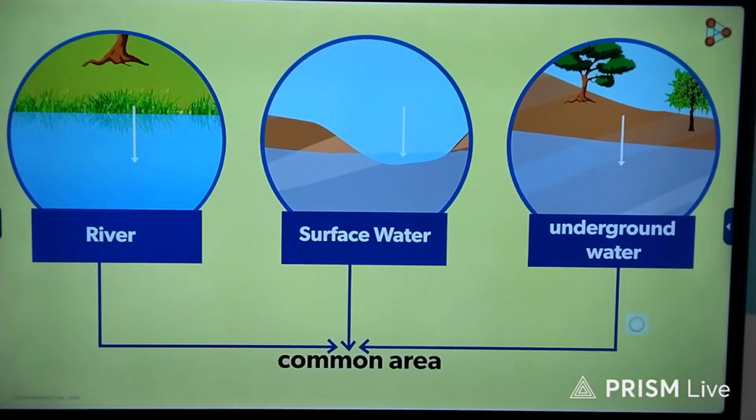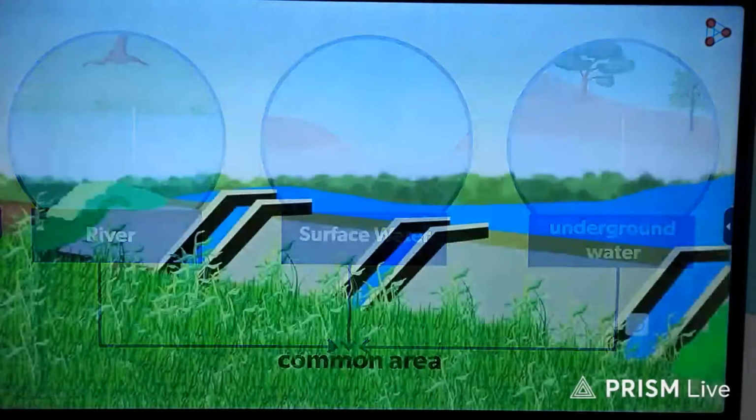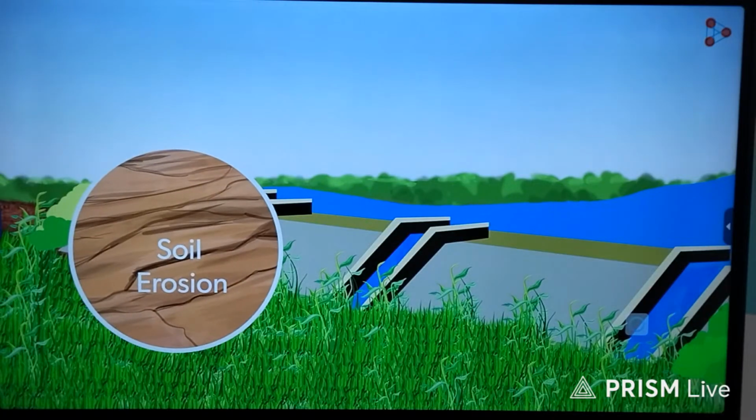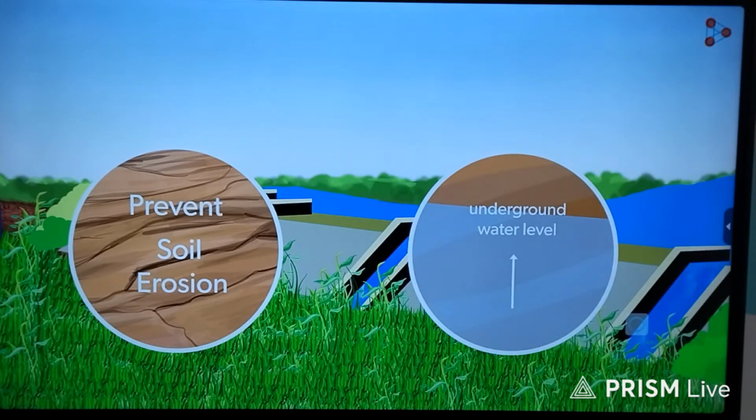How can we help create a watershed? For a start, we could build small check dams. This will enable the water that flows on the surface to seep into the ground. Which other purpose will the dams serve? Do they prevent soil erosion? Yes, check dams not only help increase the underground water level, but they also help check soil erosion.